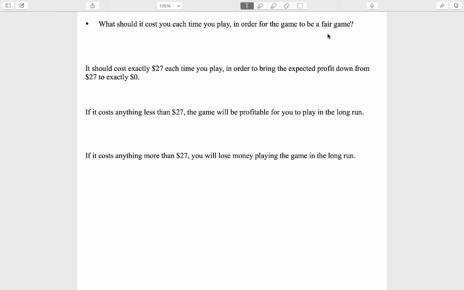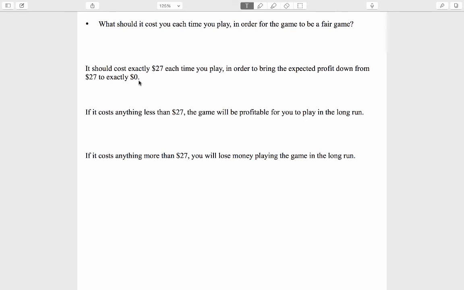What should it cost you each time you play in order for the game to be a fair game in the technical mathematical sense? Knowing that, on average, you will receive $27 per play of the game means that it should cost exactly $27 each time you play in order to bring the expected profit, the expected net gain, down from $27 to exactly $0. That is what fair game means in the mathematical sense, that the expected net gain is exactly 0.